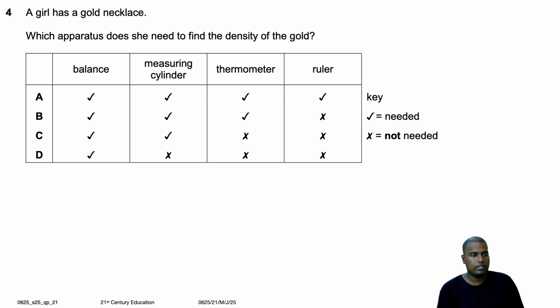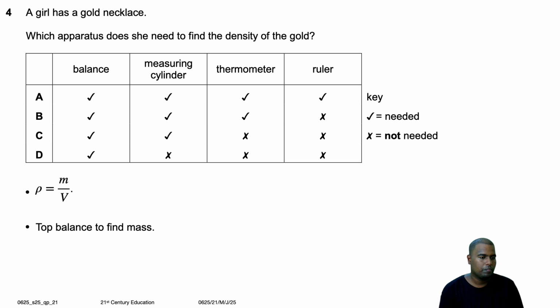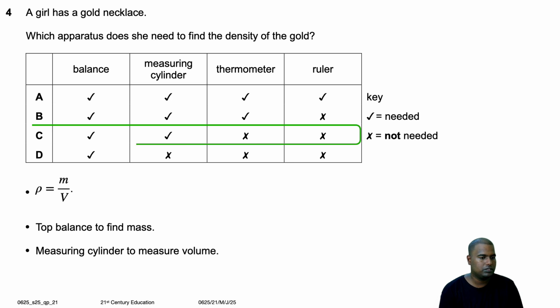A girl has a gold necklace. Which apparatus does she need to find the density of the gold? So we know density is mass by volume. To find mass, we need a top pan balance. To find volume, we need a measuring cylinder. So we do not need a thermometer and ruler at all. So option C.